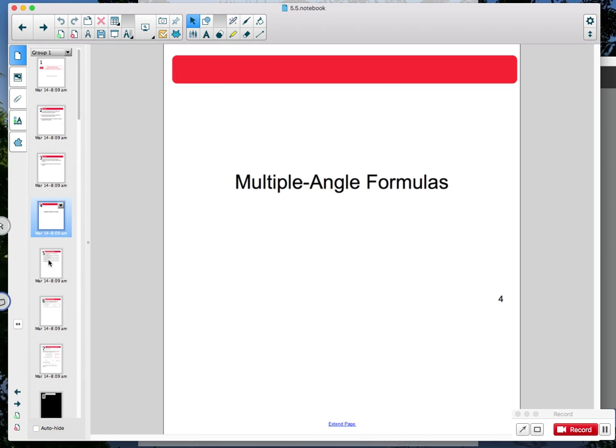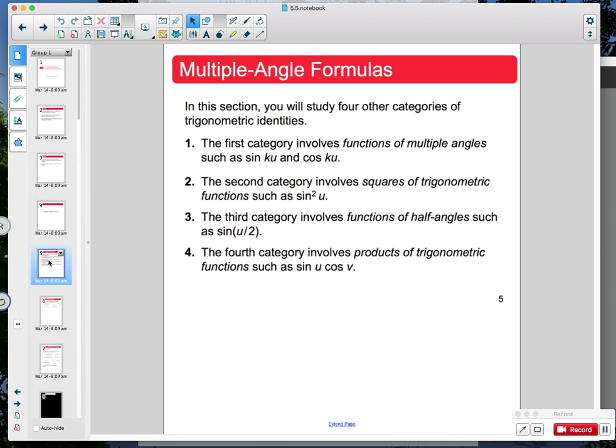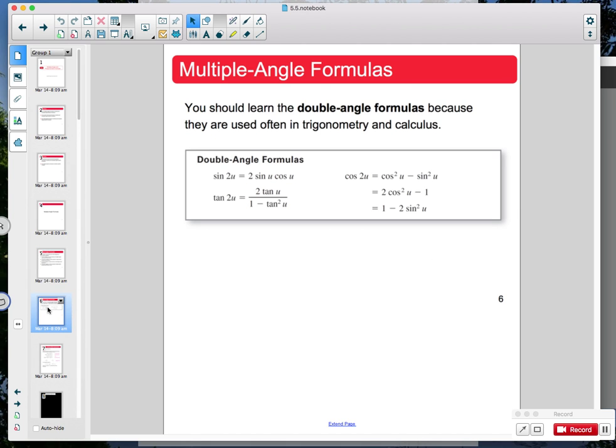So, multiple angle formulas. We will have formulas in the form you see here. You can always slow down these videos. Sine of ku or cosine of ku. You will have the power formulas with the sine squared, the half angles u over 2, and then the product sine u cosine u. Let's talk about these formulas here. First one.